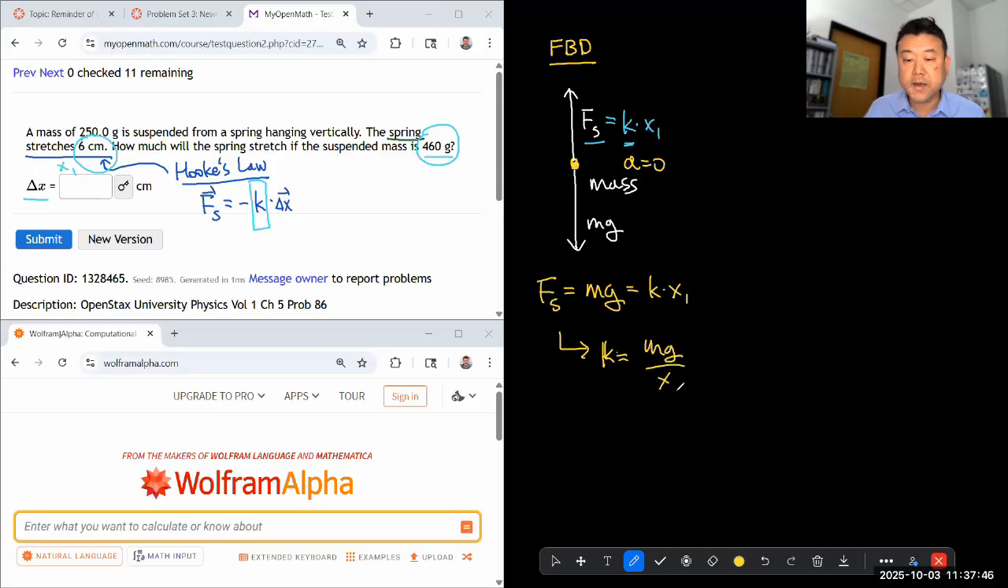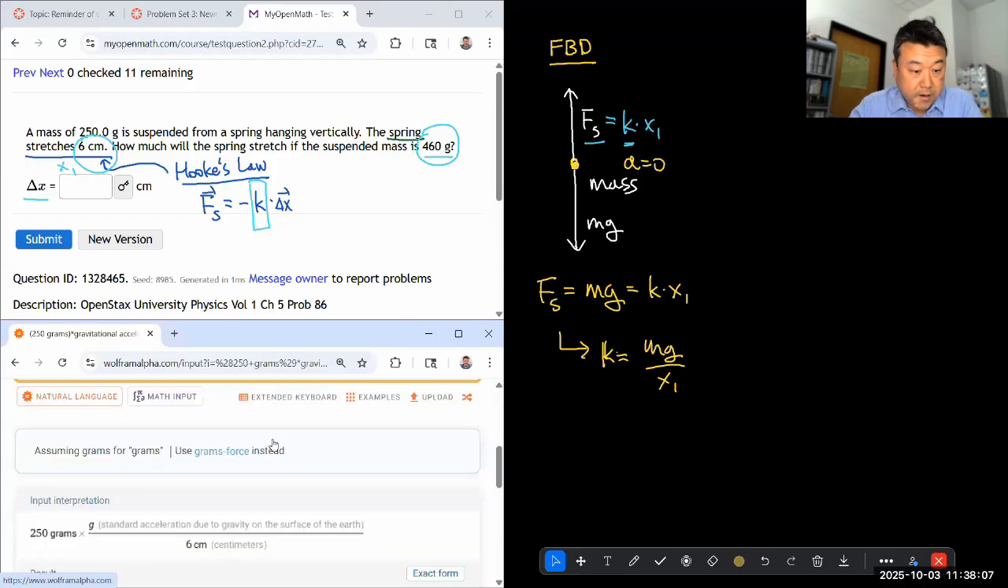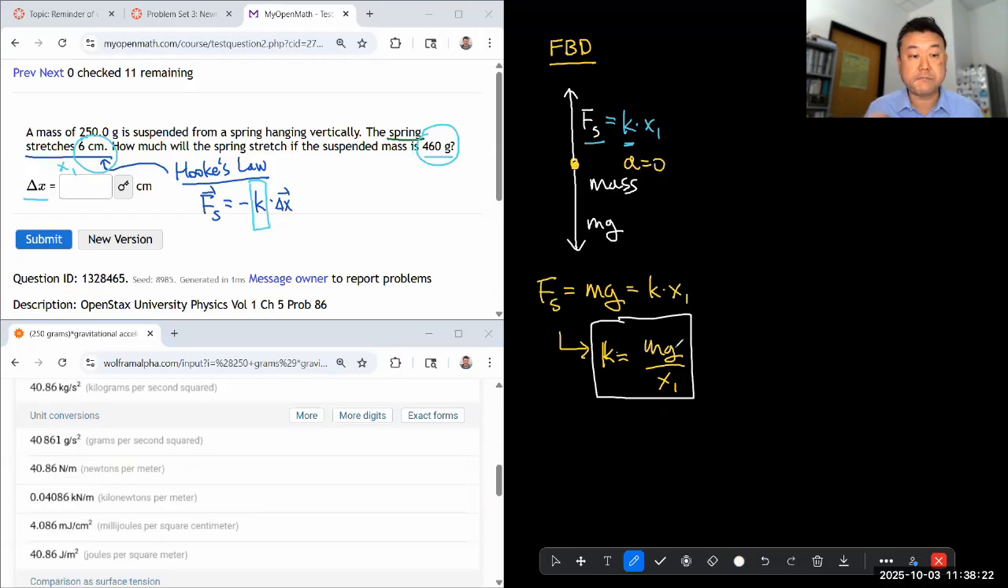mg divided by x1, and I'll work it out here, and I'll just put in all the units and have Wolfram Alpha do the final conversion. 250 grams times 9.8. Oh, I can just say gravitational acceleration, and it'll know what it means. Divide by the amount it stretches, 6 centimeters. So that'll give me spring constant in Newton per meter, 40.86 Newton per meter. So from here on I'm going to treat spring constant as a known quantity. I have a number that I can plug in from my calculator anytime I want.